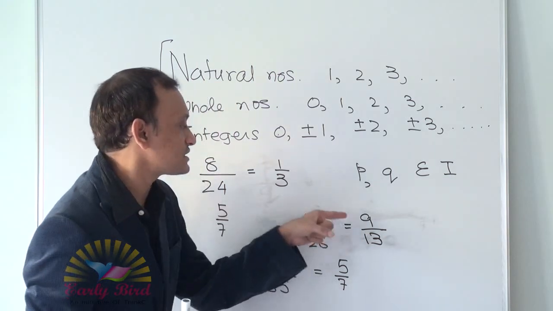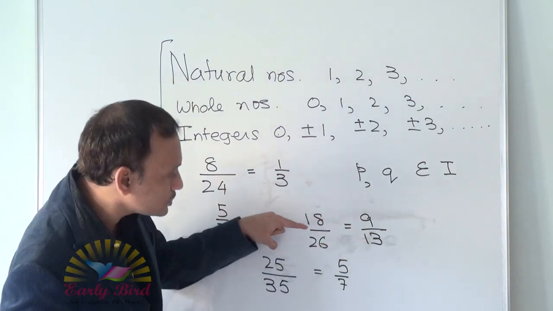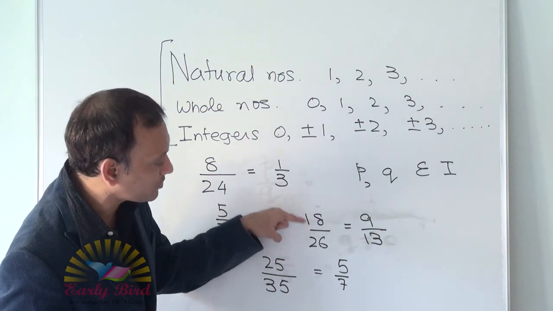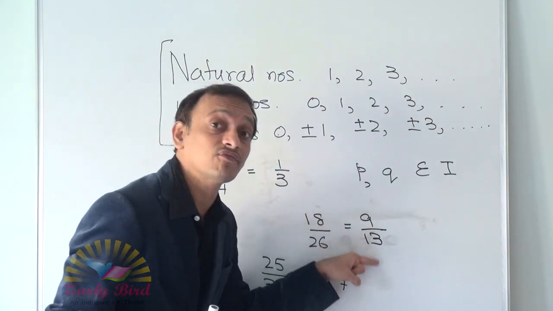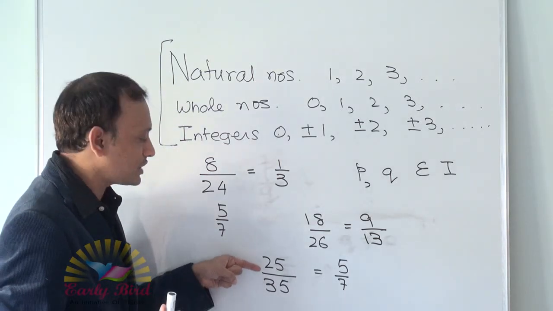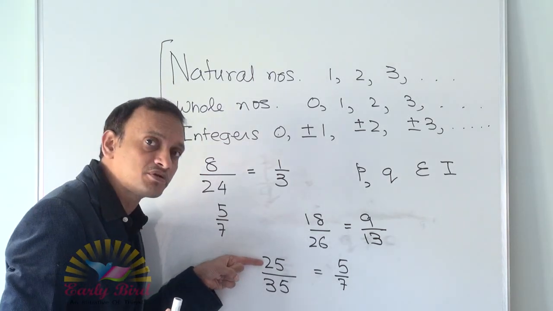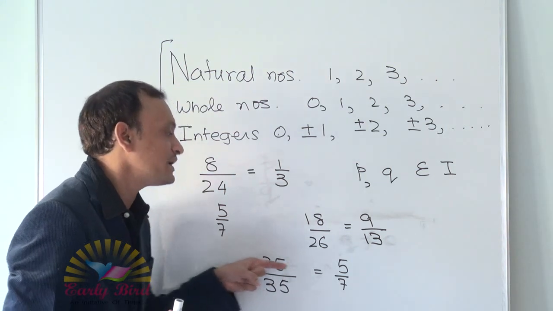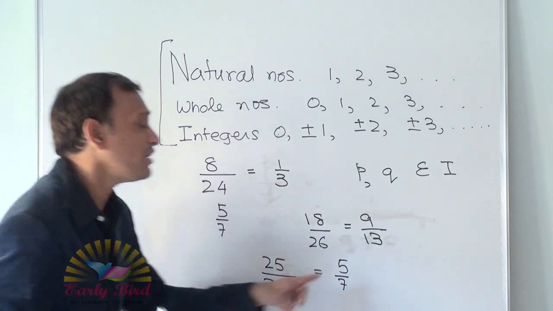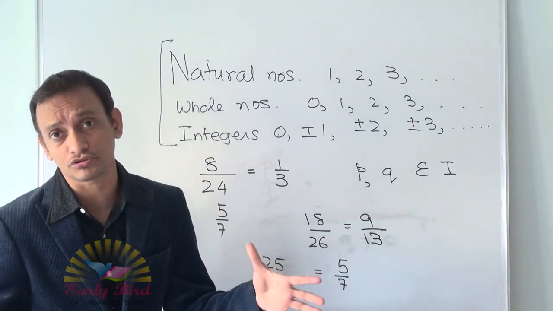18 by 26, which is 9 by 13. Again, we could cancel the factor 2 from the numerator and denominator and get this in its lowest form, which is 9 by 13. 25 by 35 is also a rational number, and there is a factor 5 common between the numerator and denominator, and cancelling that led to 5 by 7. And with 5 by 7, no further cancellation could take place.